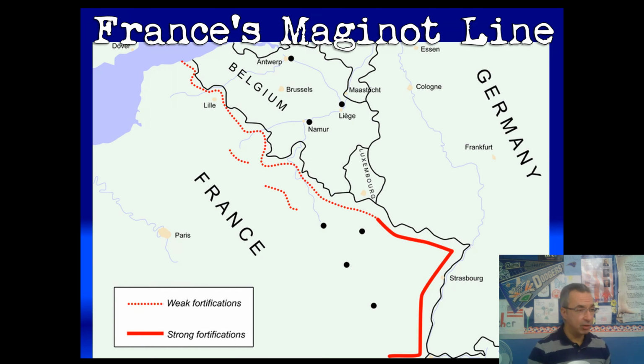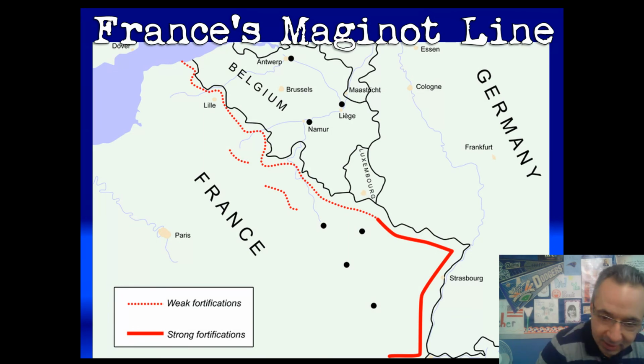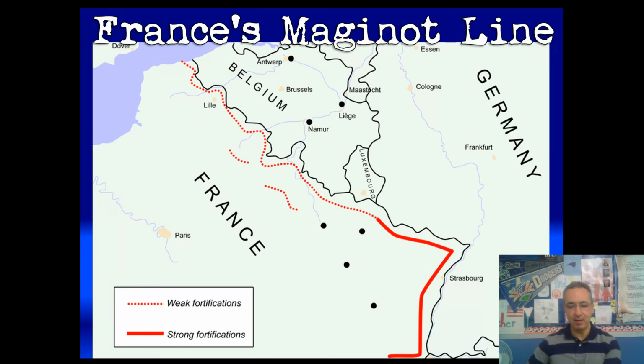Now the French, they thought they had France pretty secure. They had been fortifying since World War I the Maginot Line. If you look at the Maginot Line here, it was a heavily defended area with the strongest of fortifications along the German border in the dark red. The dotted area, they had some fortifications there, much weaker.